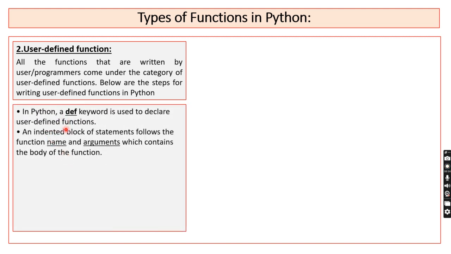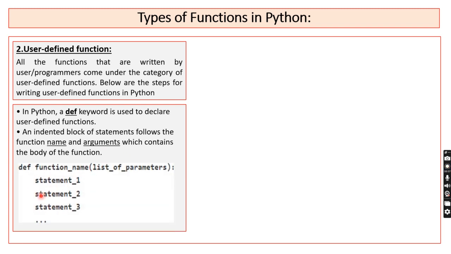In Python, a def keyword, meaning define keyword, is used to declare a user defined function. An indented block of statements follows the function name and arguments. Arguments are also known as parameters, which contain the body of the function. This is the general syntax of a user defined function: def means the keyword, function name is the name of the function, next the list of parameters. Here statement 1, statement 2, statement 3 are the body of the function.